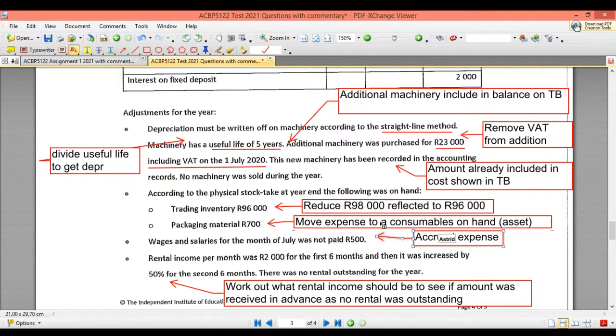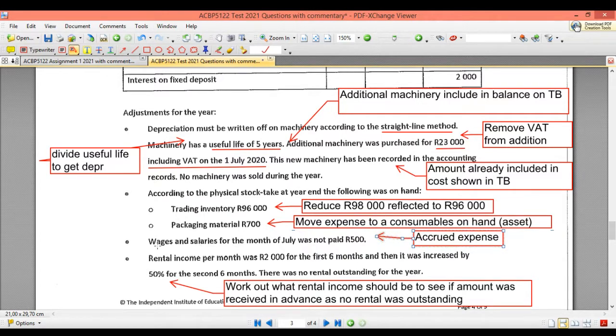Okay, so for that one, your trading inventory, because it's currently 98,000, we will have to reduce it. So that means we would credit your trading inventory with 2,000 Rand, but then the other side would go to your cost of sales. And then for your packaging material, we would credit the packaging material and we would debit your consumables on hand to create the asset that is on hand.